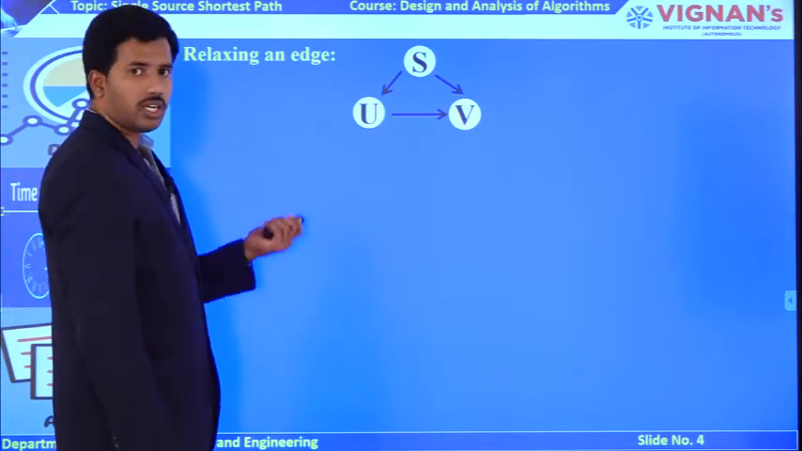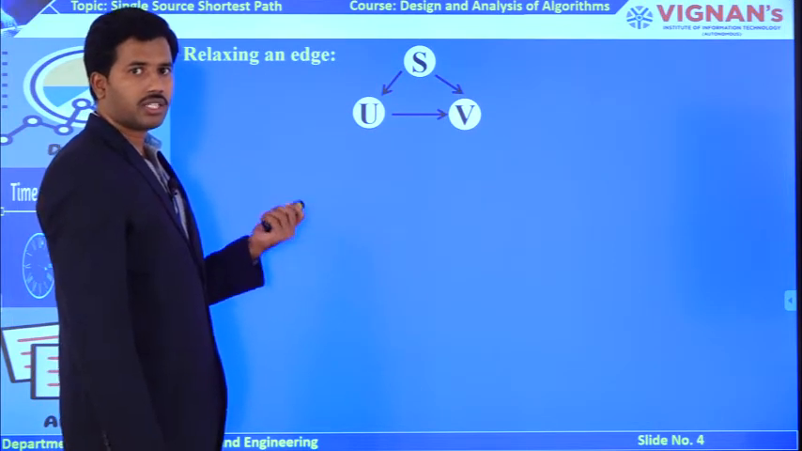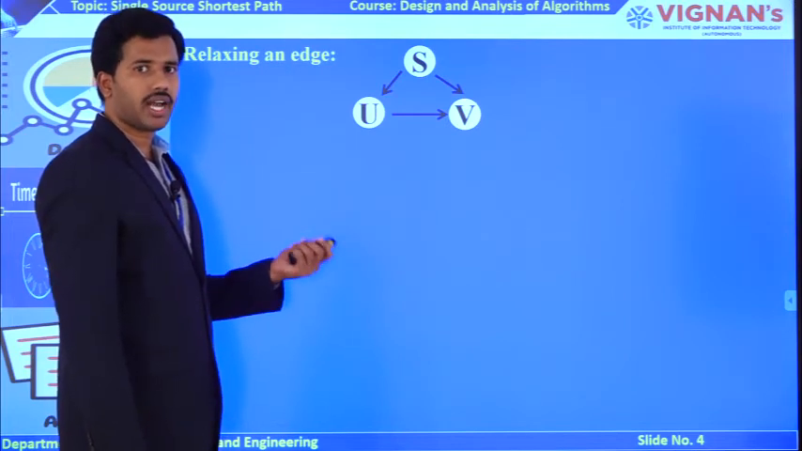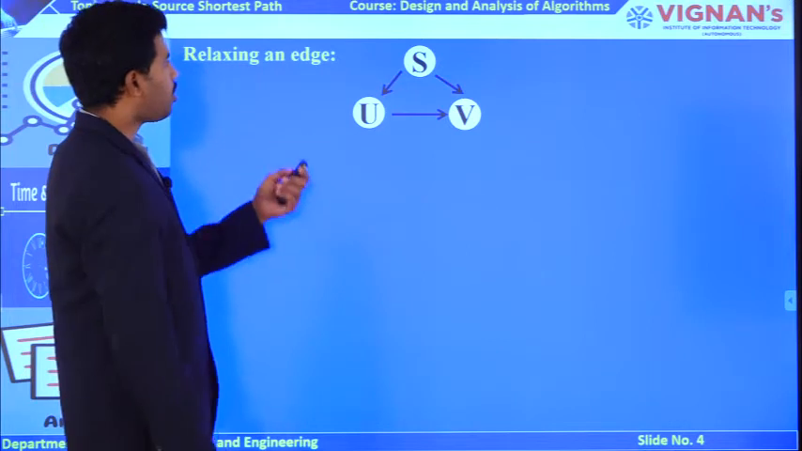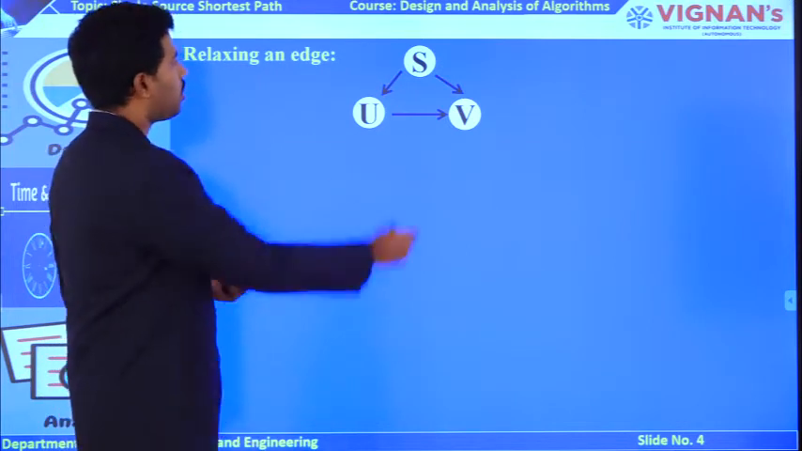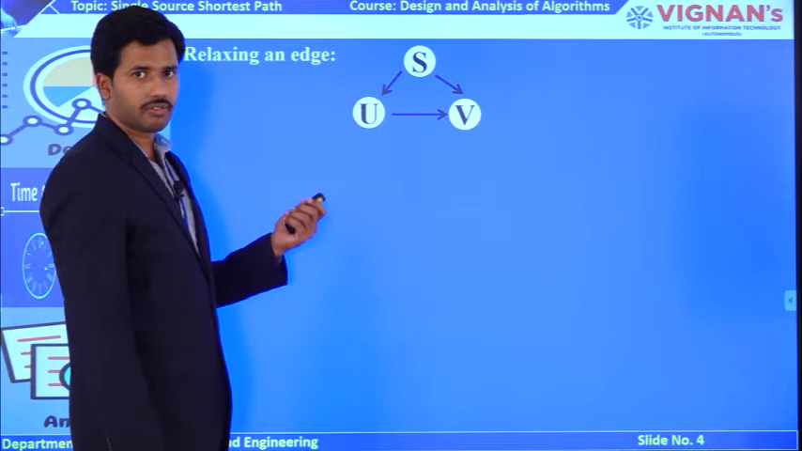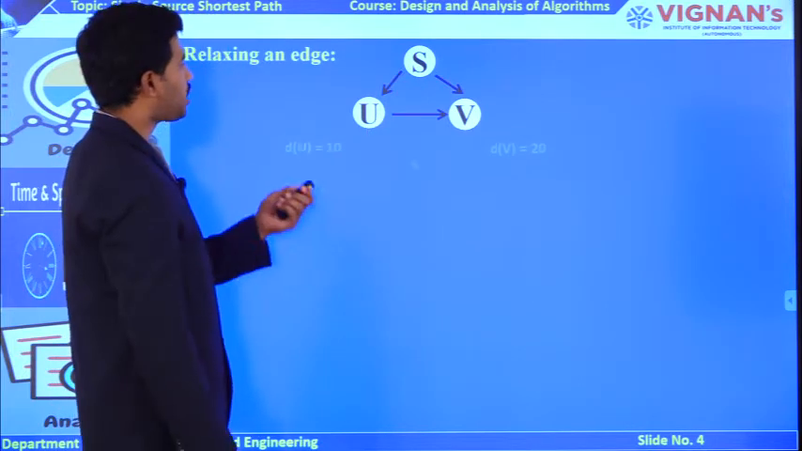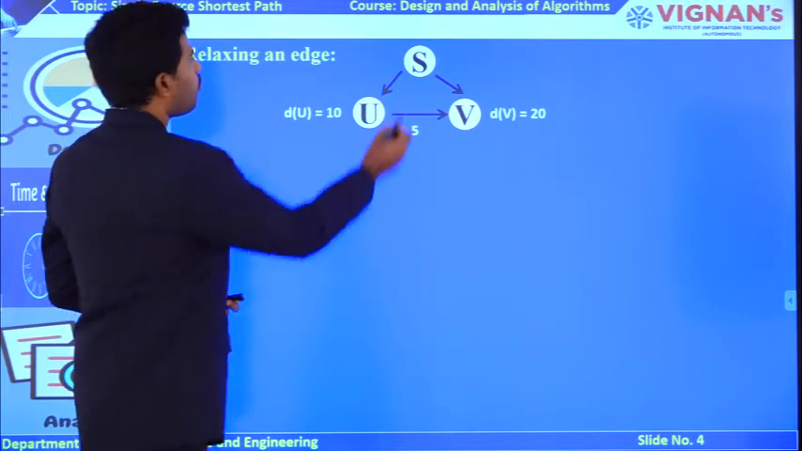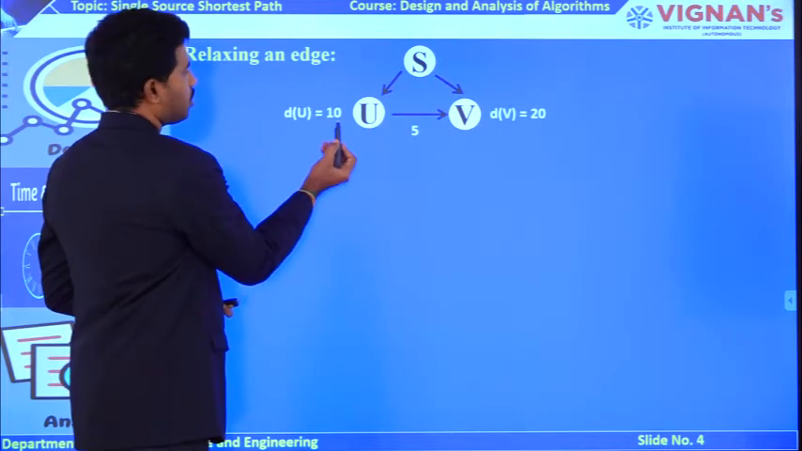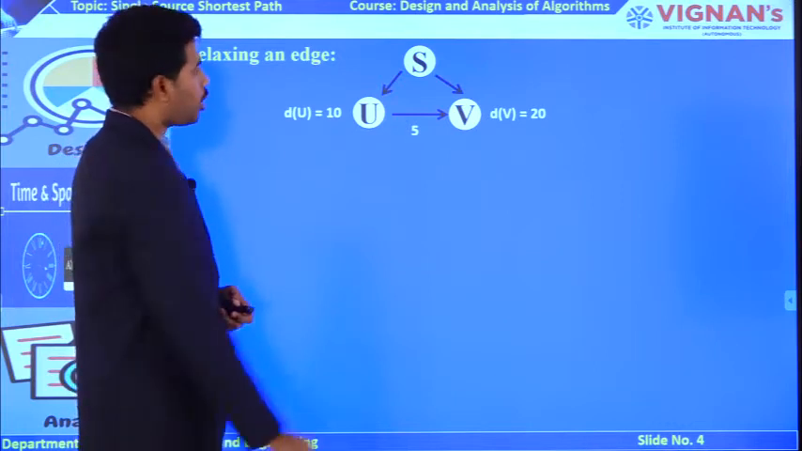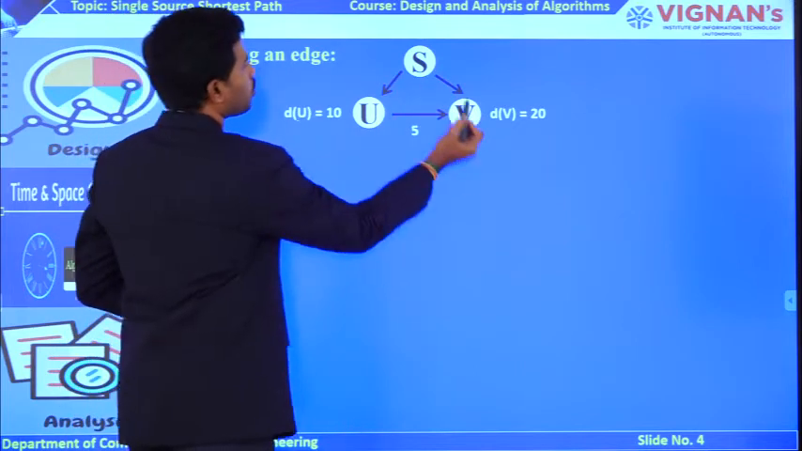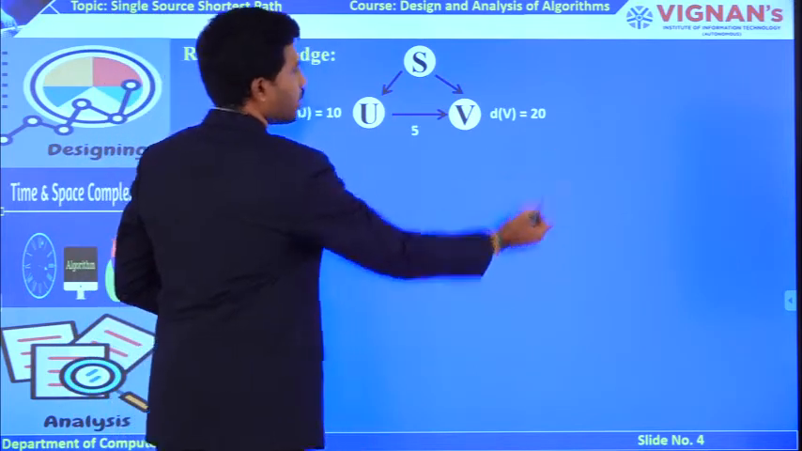First of all, we are going to have a discussion on relaxing an edge. So first focus on what is meant by edge relaxing. Observe this scenario: there are 3 vertices in my graph, vertex S, vertex U and vertex V. The weights are like this. To move from S to U the cost is 10, to move from U to V the cost is 5, and to move from S to V the cost is 20.